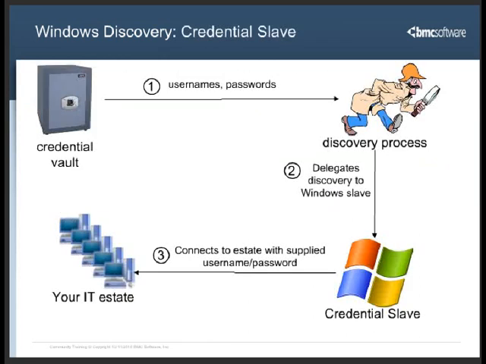Here we see a diagram similar to the one we looked at earlier. It highlights the fact that the Windows credential slave relies on credentials stored within the credential vault on the BMC Atrium Discovery appliance. When the appliance discovers a Windows host, it delegates the discovery task to the Windows discovery slave. The discovery slave then goes off and logs into the target hosts and runs the necessary discovery commands.